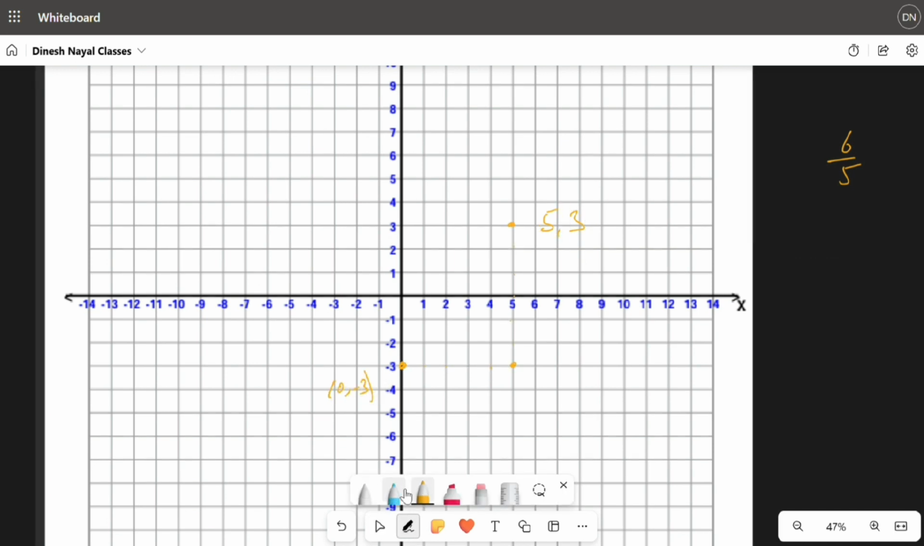Now what do you have to do? You just have to extend these lines. So I'm now extending these lines. First of all, join these points, and now you can also extend the line. Let's make it properly. So this will be the extended graph for this. I hope you understood this. Now we are moving on to the next question.